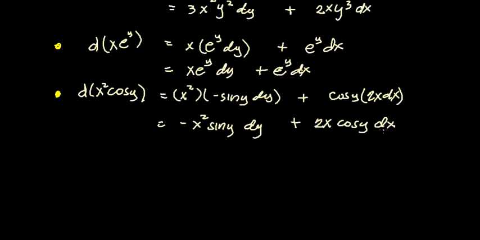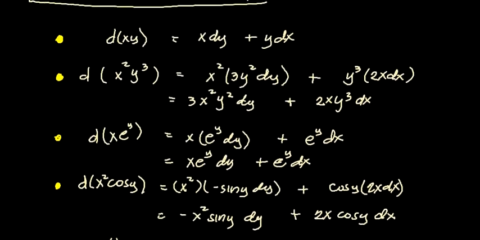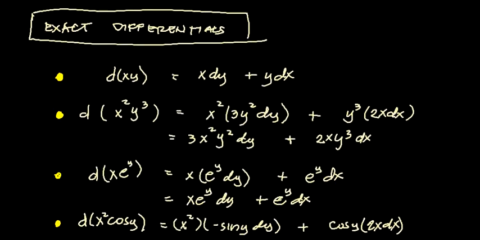Okay, so the last example for this exact differential. How about x over y. Our rule for this is the denominator, which is the low, times the derivative of the high, minus the high times the derivative of the low, over low squared, which is y squared. Okay, say we have this example.